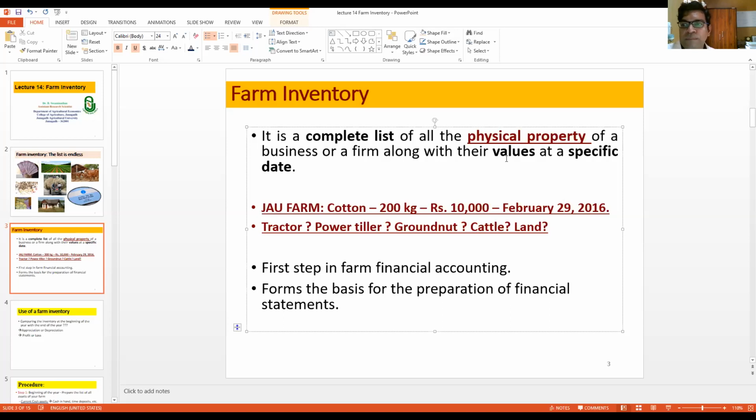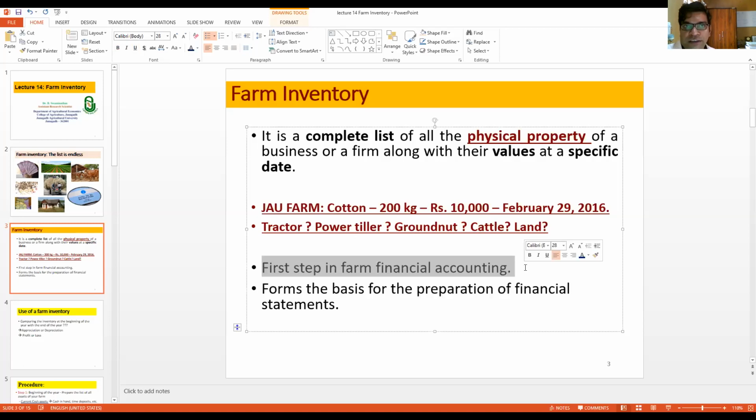Farm inventory is a complete list of all the items along with their physical quantities and value at a specific time period. Okay, this is called farm inventory. This is the first step in farm financial accounting.